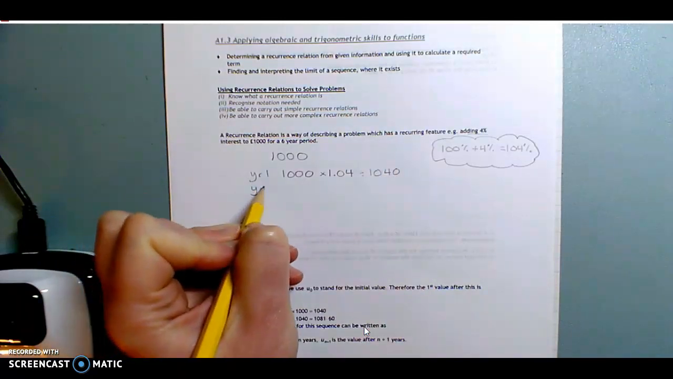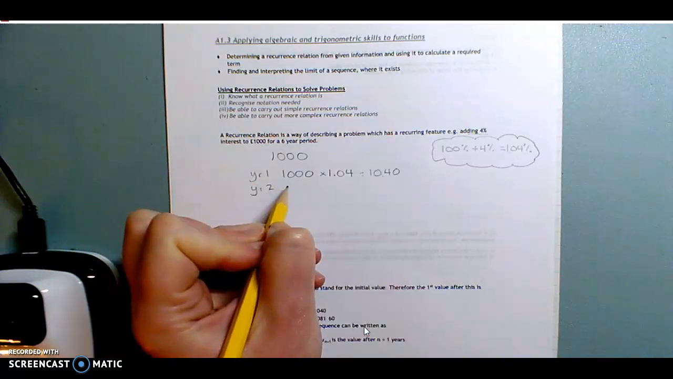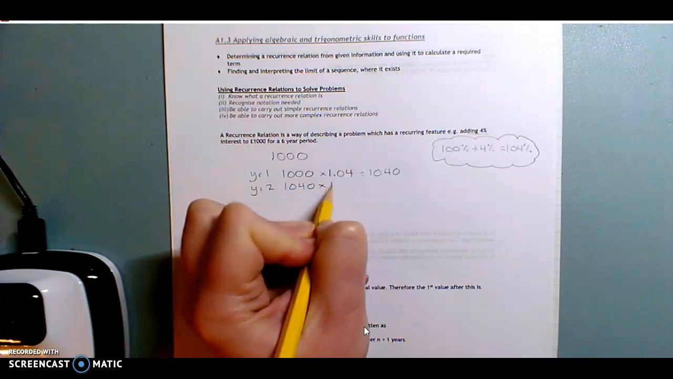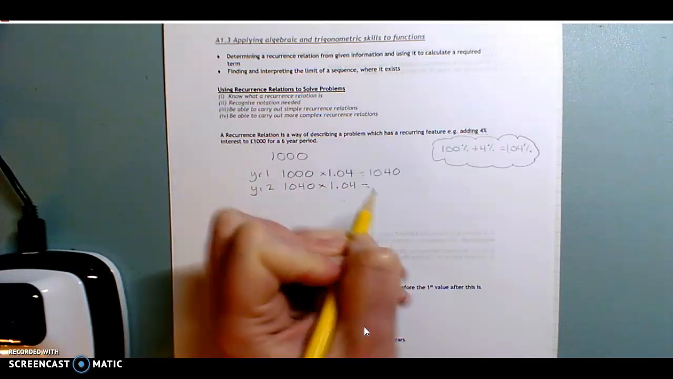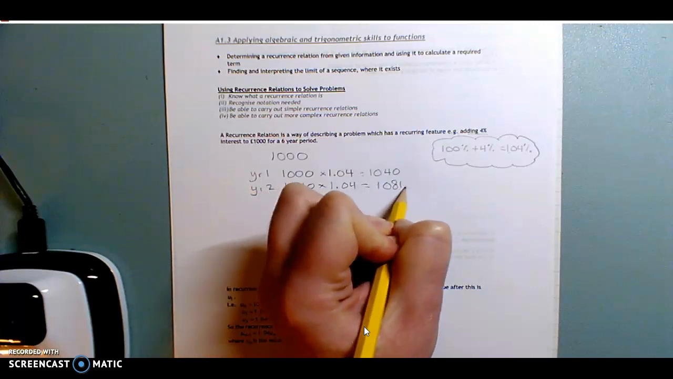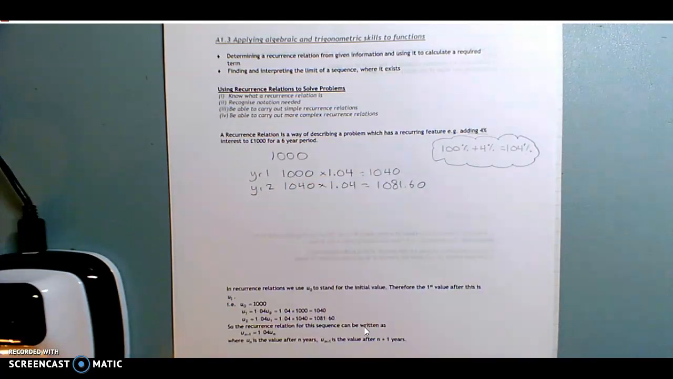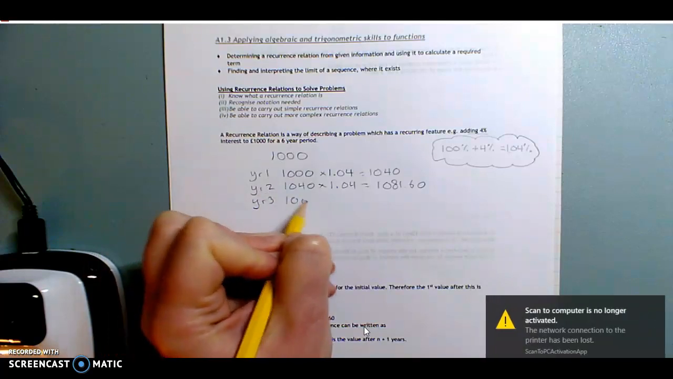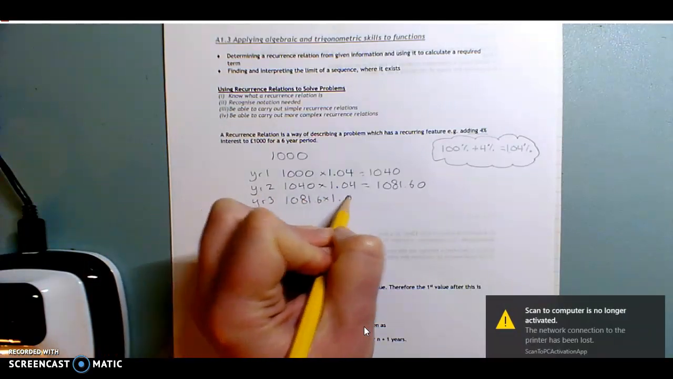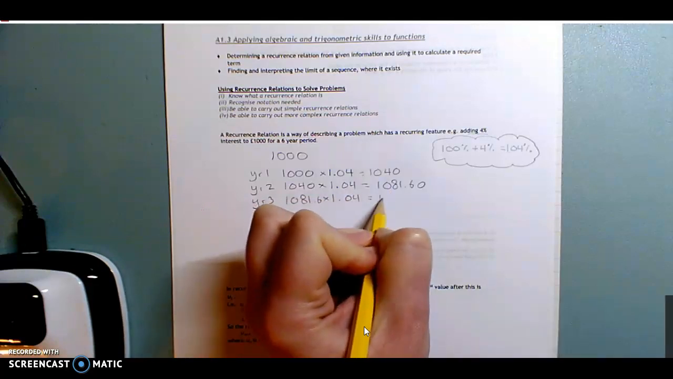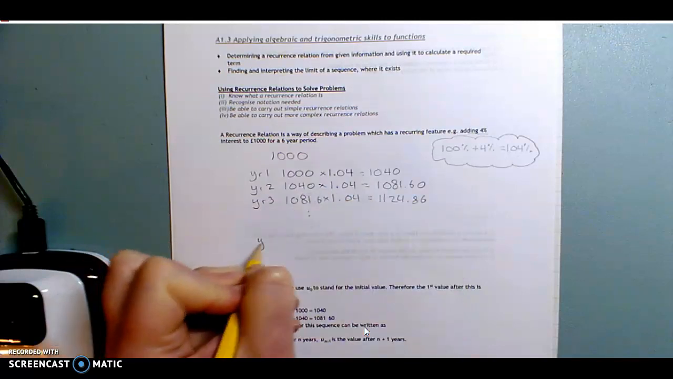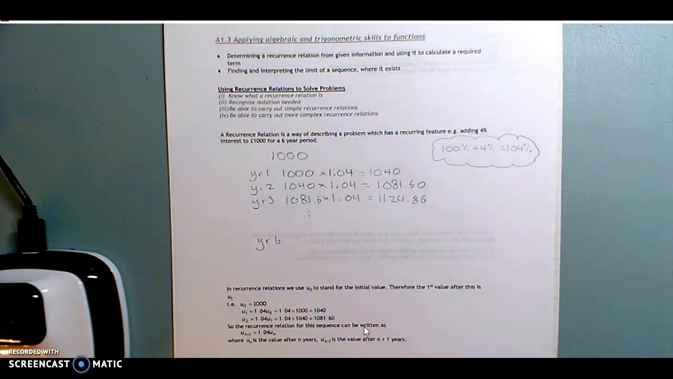Then to get the next year, we take our value from the end of year 1, so 1,040, and we multiply it by 1.04. And we get 1,081.60. And then you just repeat for all 6 years. Times by 1.04. And we do this all the way to year 6.